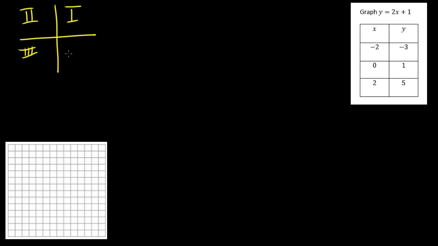Let's see if I can do that a little better. There. Quadrant 1 contains positive x values and positive y values. Quadrant 2 contains negative x values and positive y values. Quadrant 3 contains negative x values and negative y values, and then quadrant 4 contains positive x values but negative y values. And these are the four quadrants that we use to graph relations out.